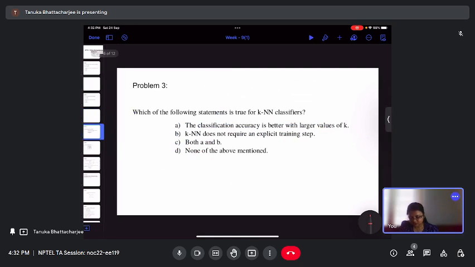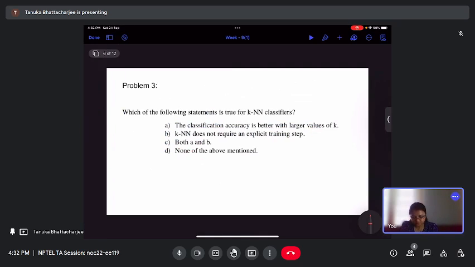Now, let us move on to the next concept. The next question that we have is, which of the following statements is true for the KNN classifier, or K nearest neighbor classifier? The first statement is the classification accuracy is better with larger values of K. The second statement is KNN does not require an explicit training step. And the last two are: both A and B are true, and none of the above is true. Before I explain the answer, will any of you like to volunteer and say what the answer will be?